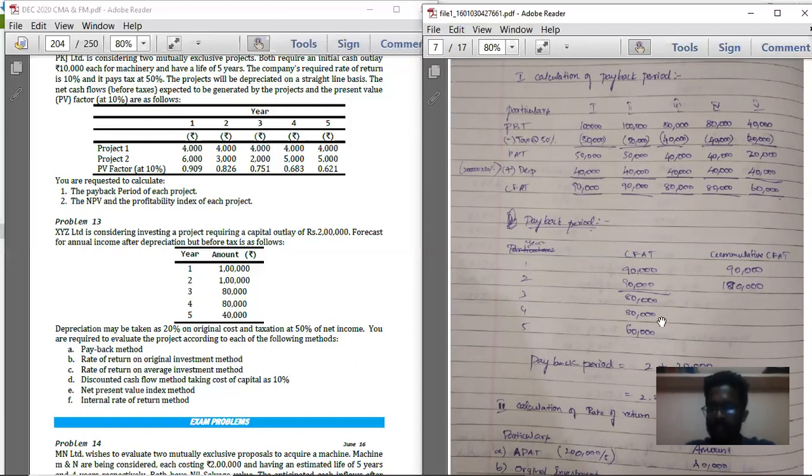Okay, CFAT we have copied. So now what is the investment? 2 lakhs. So you should see where the 2 lakhs of investment is exceeded. So see, find the cumulative CFAT. First year cumulative CFAT: what is the first year CFAT? That will be the cumulative CFAT.